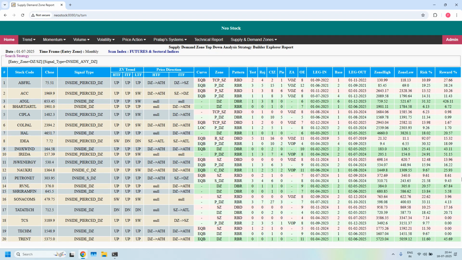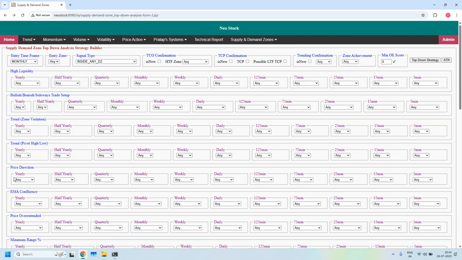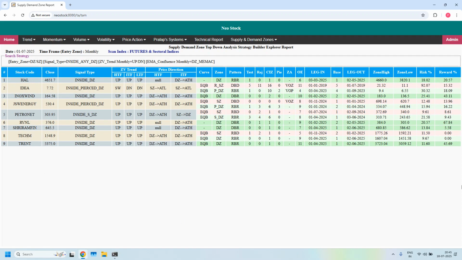Let's further filter by setting monthly demand zone having monthly EMA confluence. Trend on the monthly should not be sideways, can be up or down. We got 9 stocks.